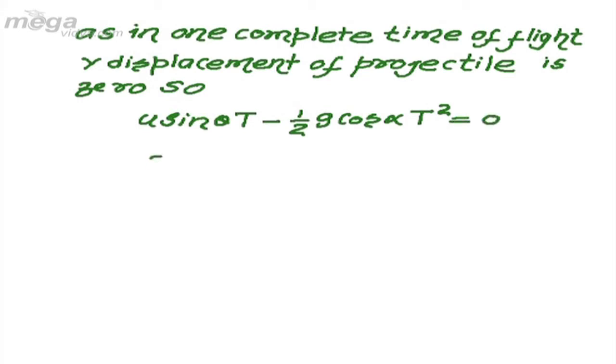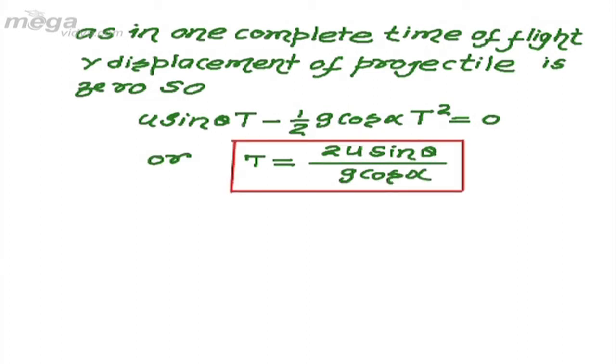So u sin theta t minus half g cos alpha t square is equal to 0, or time of flight t is equal to twice u sine theta divided by g cos alpha. Now you can easily understand what the time of flight is.